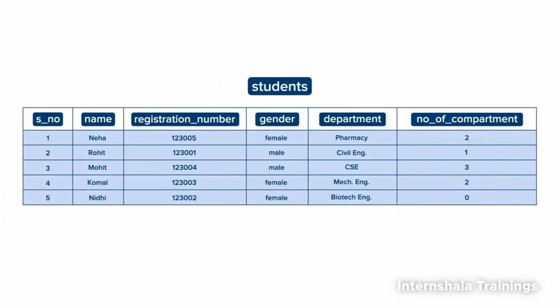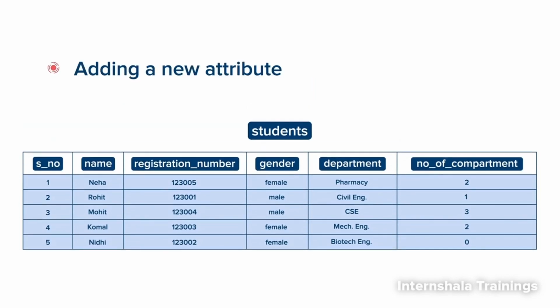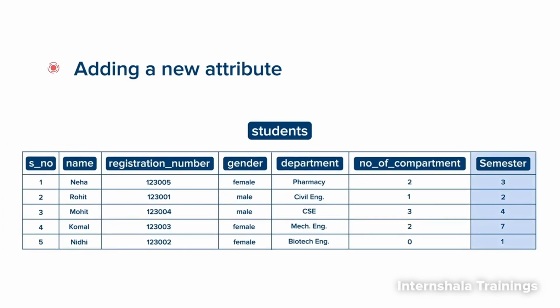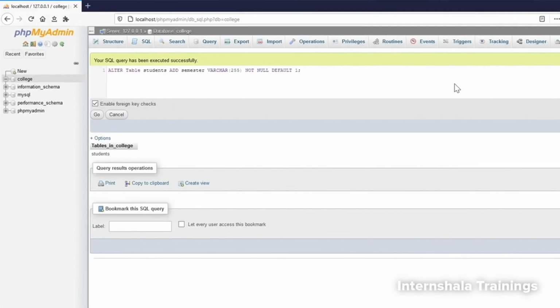So let us take our students table and see how we can alter the data using SQL queries. We will start with the first way, that is adding a new attribute to the table. Let's say we want to add the semester attribute in our table. To do this, the SQL query is easy. We use alter table followed by the name of the table, which in our case is students. Then we write add, then the attribute name, which is semester, followed by data type, constraint and a default value like this. Let us run this query.